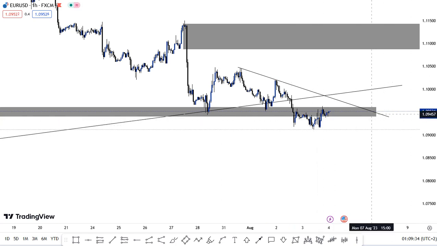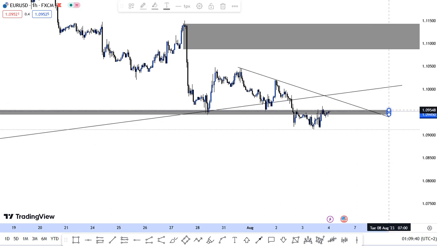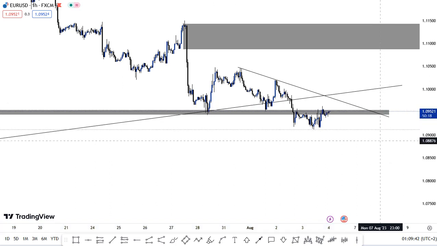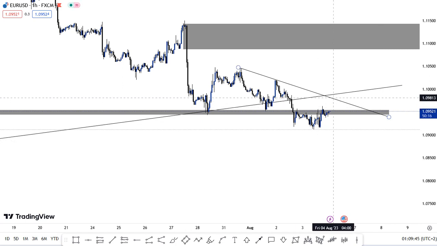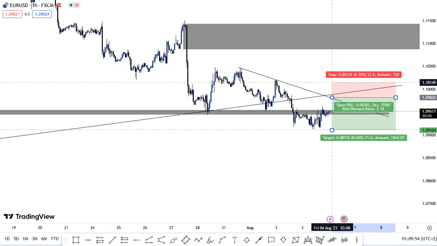Yeah, this is what we have on Euro USD. Guys, Euro USD. So Euro USD from here gonna be selling. This is strictly straight, bro, straight. No other way, I promise.